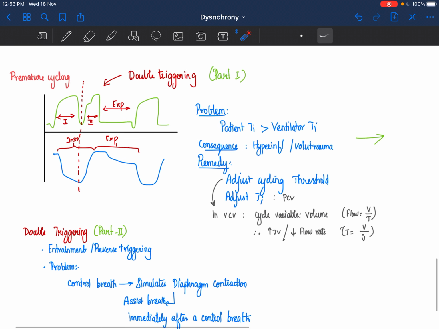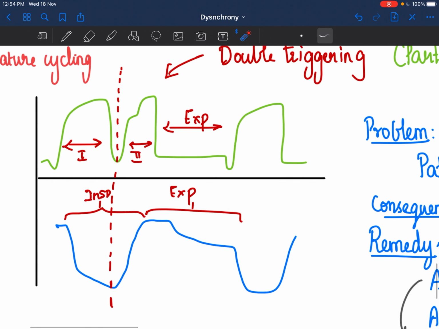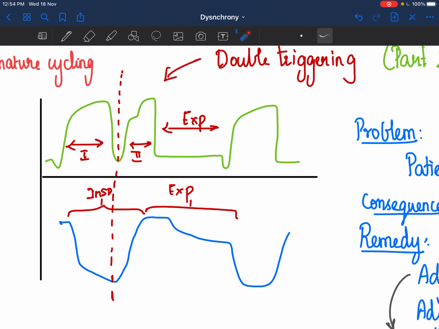What about premature cycling? Okay, premature cycling is also called double triggering. That's why I told you I will discuss it here. There are 2 types of double triggering, where this is more common, so we will talk about this first. Here you can see this is again your esophageal pressure and this is your pressure time scalar.